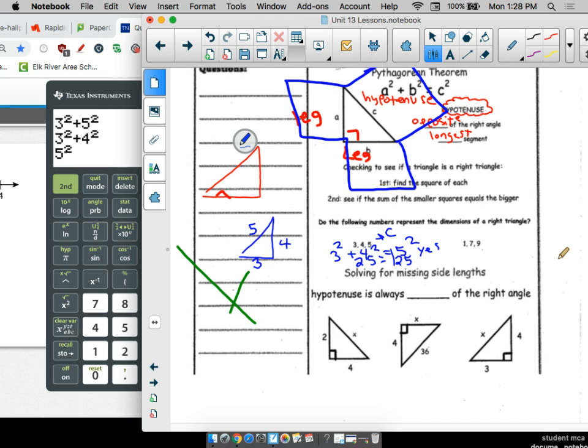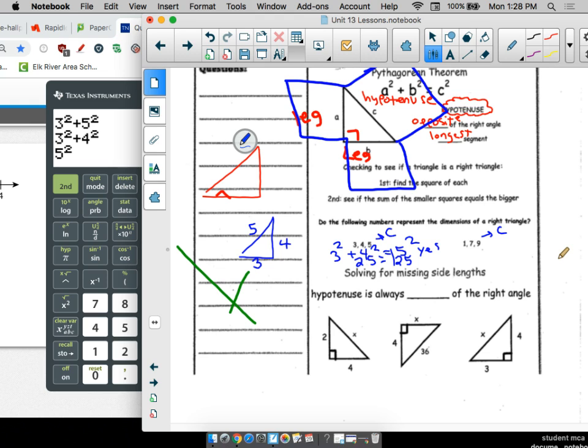Next one, can I make a right triangle with the dimensions 1, 7, and 9? Well, according to Pythagoras, I sure can if it satisfies that equation. So I need to identify my hypotenuse, so that would be 9. Call it C, call it H, I don't care. Call it X. A variable is a variable.